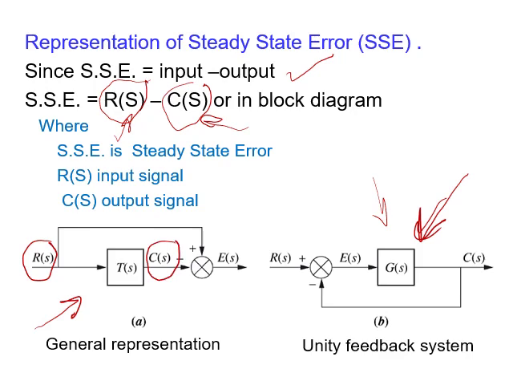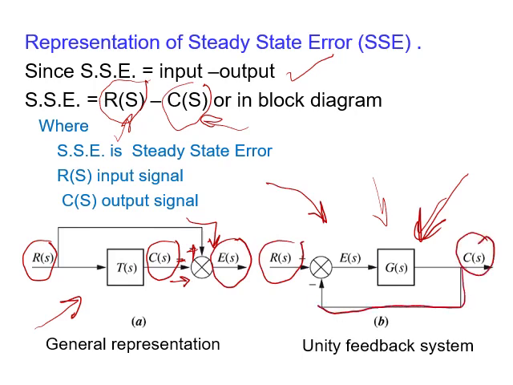So how to represent the error? We get this plus, this minus. That means whatever signal is coming from here minus the signal coming from here will produce the error. How about the other style? Look here. This is the input, this is the output. The output is fed back to get R(s) minus C(s), which equals E(s). So this is the error here, and in this case, this is the error. Let us see how we are going to analyze the steady state error for these kinds of systems.